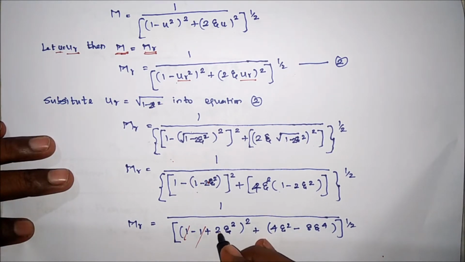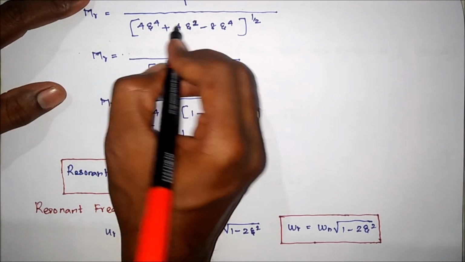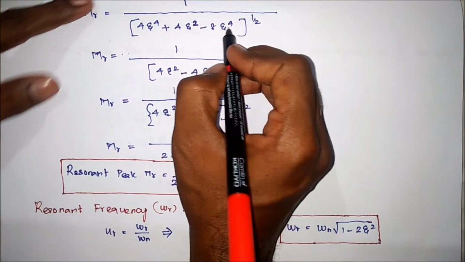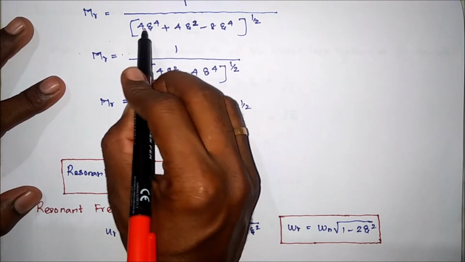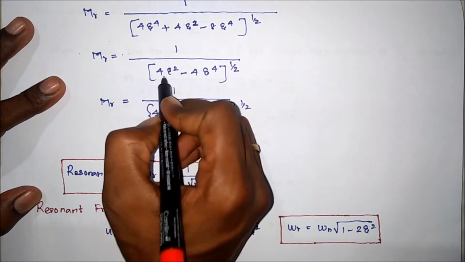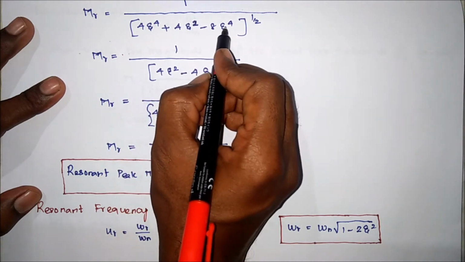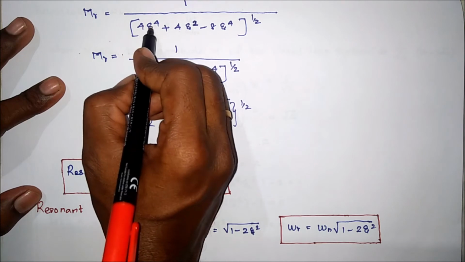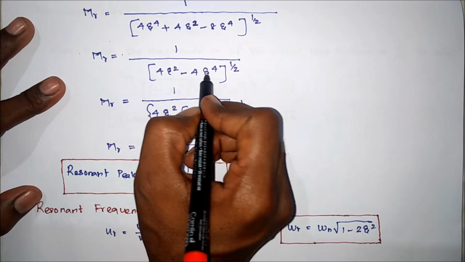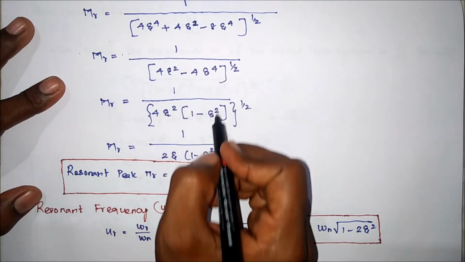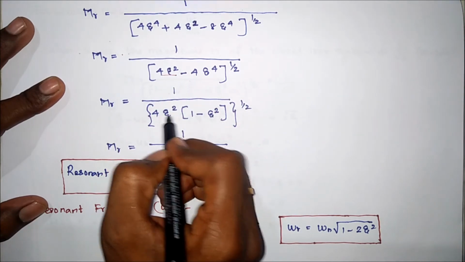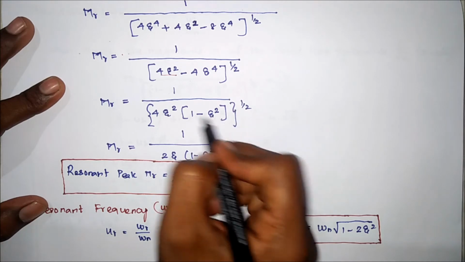So if we square this, it will become 4 eta power 4. Then we have to add with 4 eta square minus 8 eta power 4. So from this, here eta power 4, here eta power 4. So now this will become 4 eta square minus here 8 eta power 4, here 4 eta power 4. If you add these two, it will become minus 4 eta power 4 whole power 1 by 2. So now from this we can take 4 eta square as common. So 4 eta square into 1 minus eta square the whole power 1 by 2.